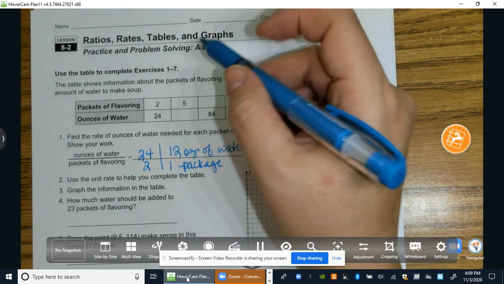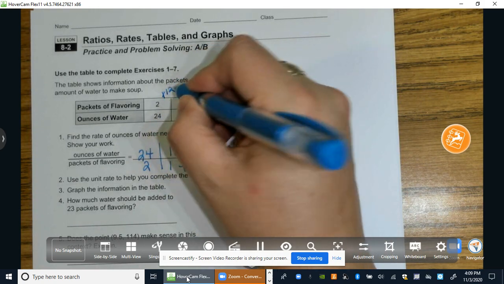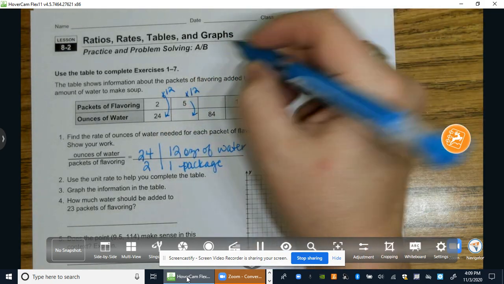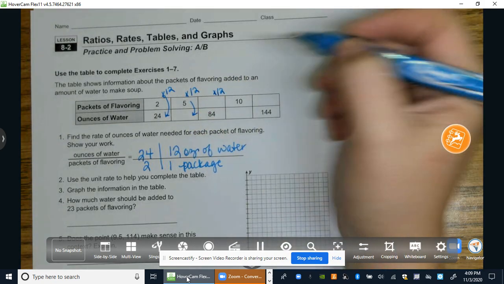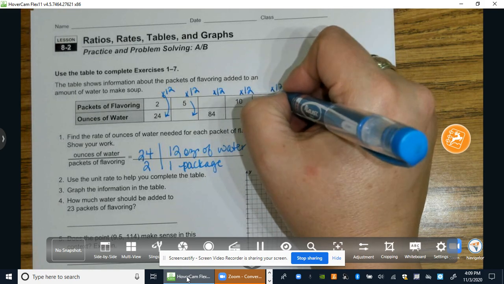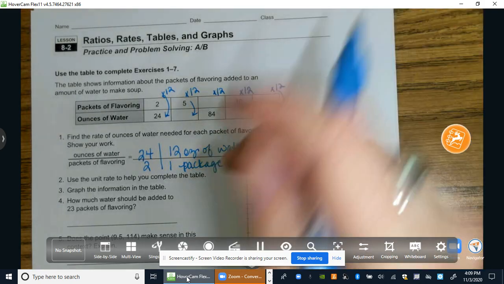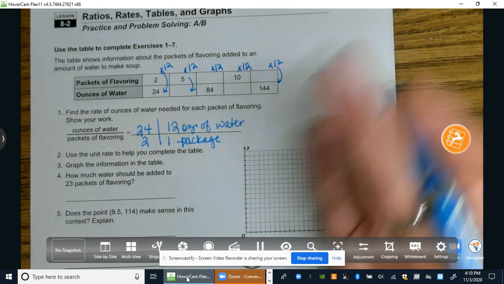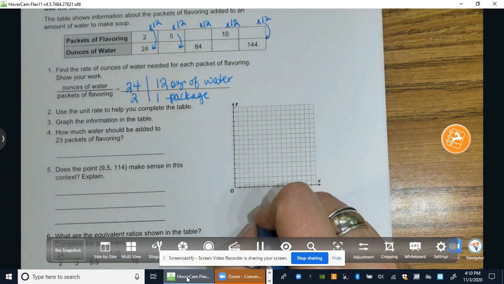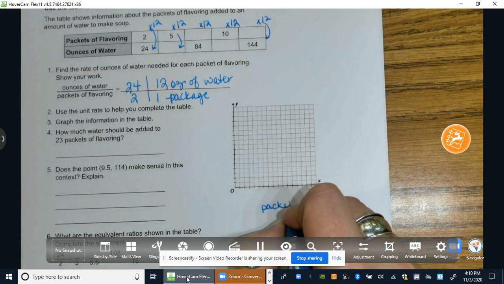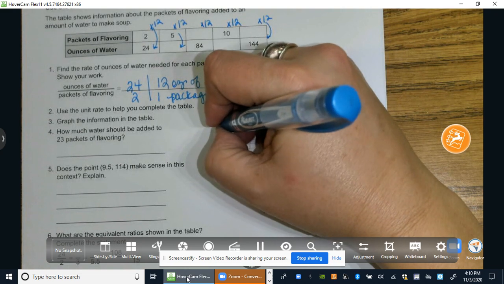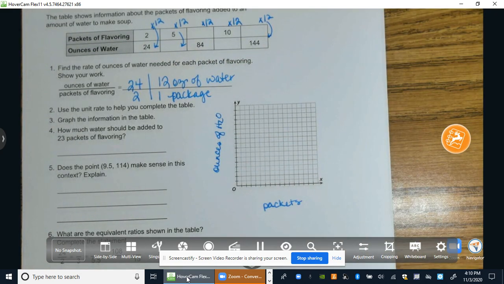So I would multiply each amount of packages by 12. So 2 times 12 gives me 24, and I would continue on to figure out what it would be. What times 12 is going to give me 84, and so forth. And what times 12 is going to give me 144. All right, so use the unit rate to help you complete the table. Graph the information. Okay, so because packets dictates how much water we need, packets is going to go at the bottom, and ounces of water is going to go on the y-axis.